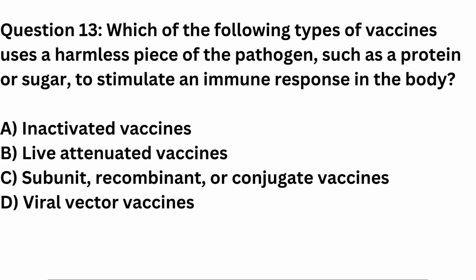or sugar, to stimulate an immune response in the body? A. Inactivated vaccines. B. Live attenuated vaccines. C. Subunit, recombinant, or conjugate vaccines. D. Viral vector vaccines. Correct answer, C. Subunit, recombinant, or conjugate vaccines.